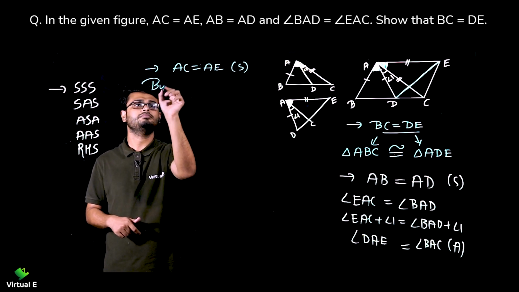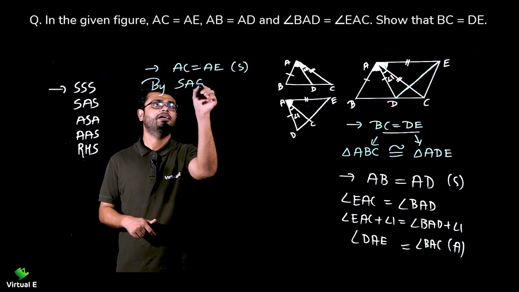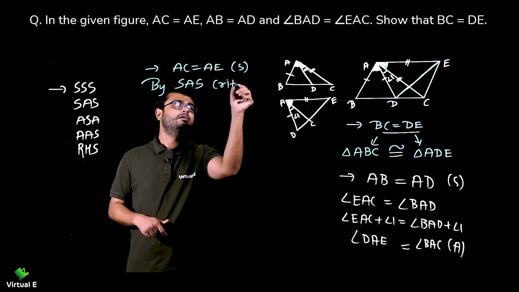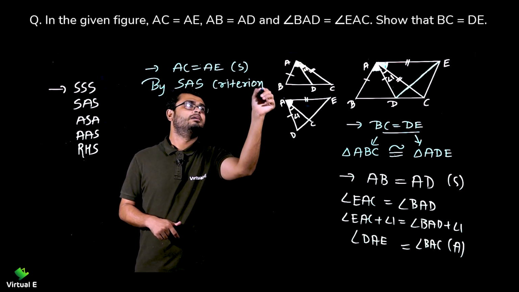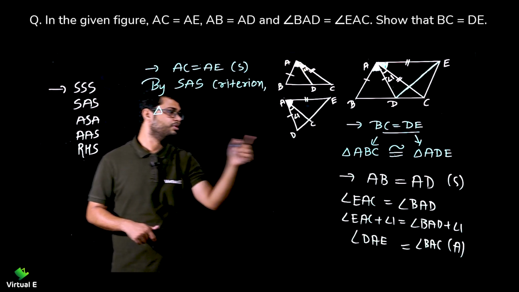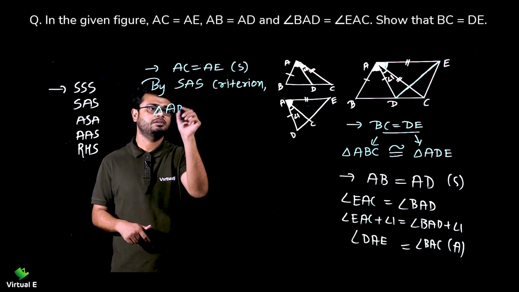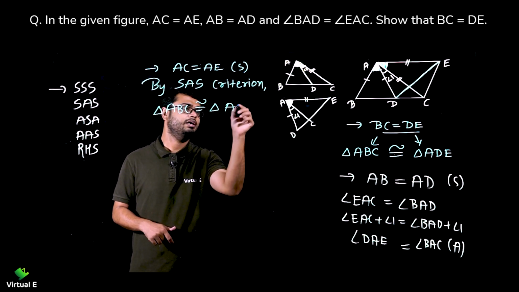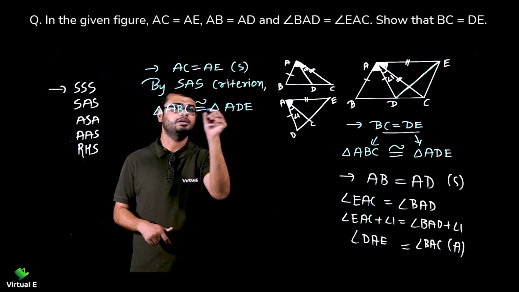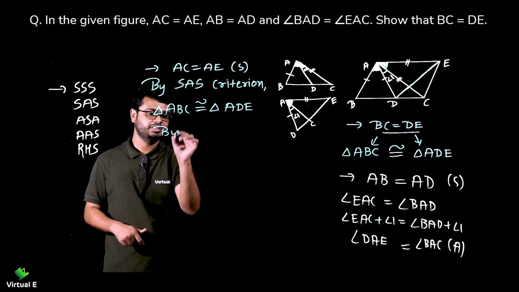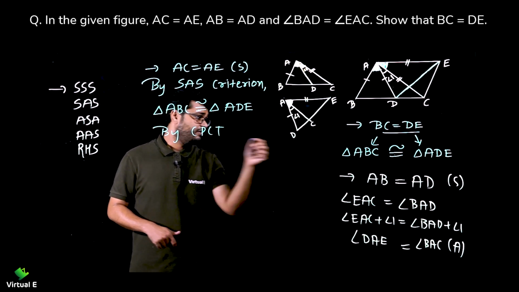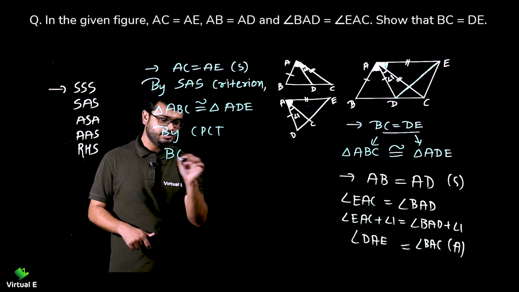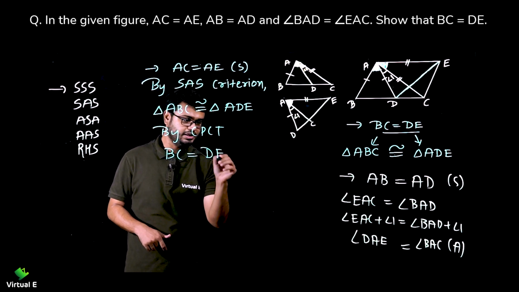So by side angle side criterion, we can write which two triangles? Triangle ABC congruent triangle ADE. Done. Now by CPCT, we can write BC is equal to DE, right?